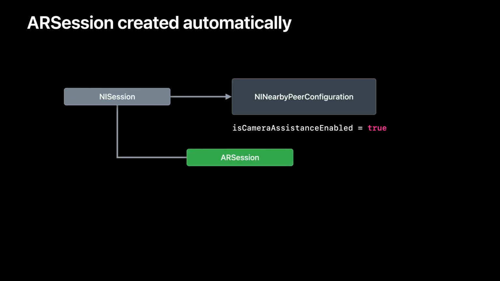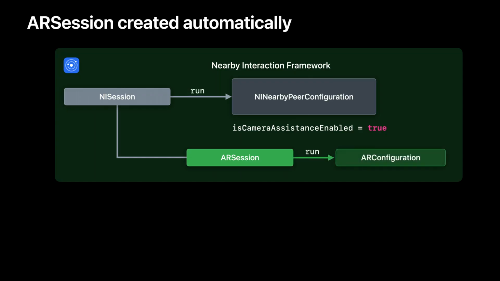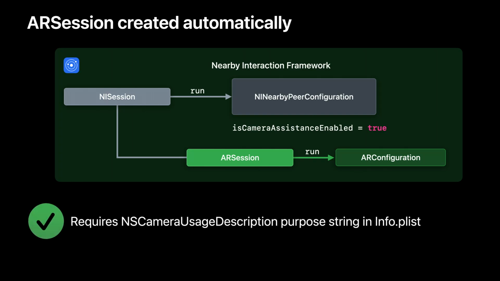When camera assistance is enabled, an AR session is automatically created within the Nearby Interaction framework. You are not responsible for creating this AR session. Running an NI session with camera assistance enabled will also run the AR session that was automatically created within the Nearby Interaction framework. The AR session is running within the application process. As a result, the application must provide a camera usage description key within the application's info.plist. Be sure to make this a useful string to inform your users why the camera is necessary to provide a good experience.